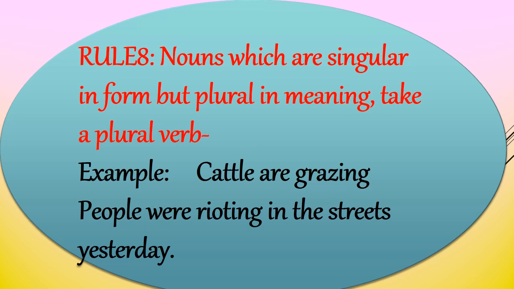Rule 8: Nouns which are singular in form but plural in meaning take a plural verb. Like in the examples, cattle are grazing. Next is people. People were rioting in the streets yesterday. Meaning cattle and people both are used as plural.